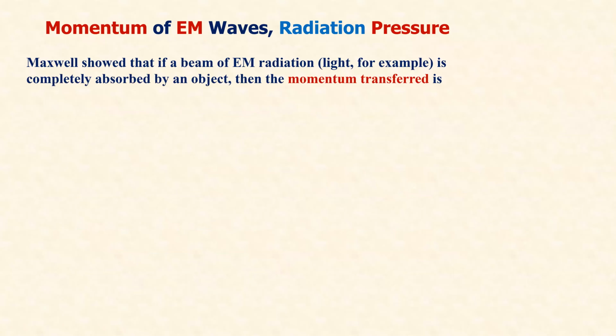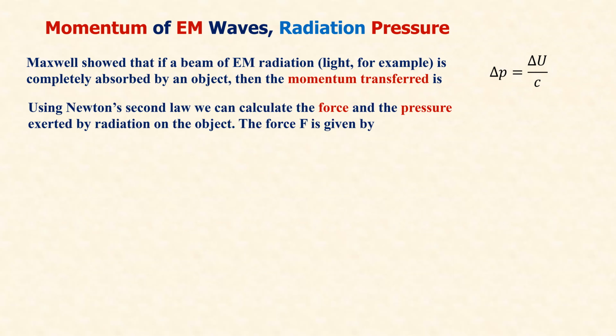All right. Maxwell also showed that if a beam of electromagnetic radiation or light is completely absorbed by an object, then the momentum transfer is given by delta P equal to delta U over C. That's the assumption of Maxwell. It may work. Using Newton's second law, we can calculate the force and the pressure. When the force applies on a surface, there's pressure. We call it radiation pressure.